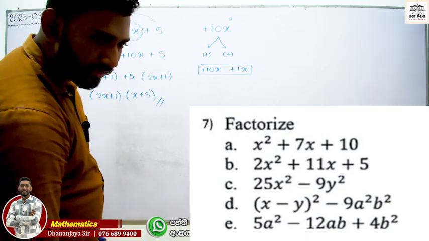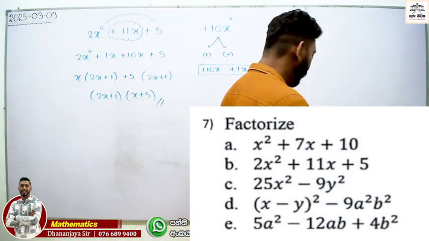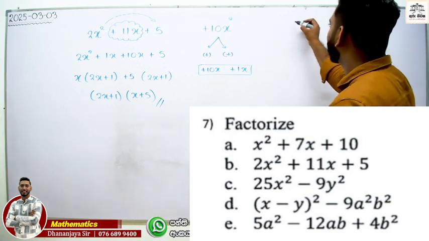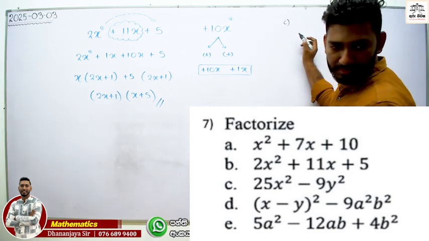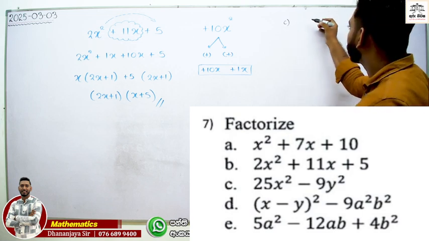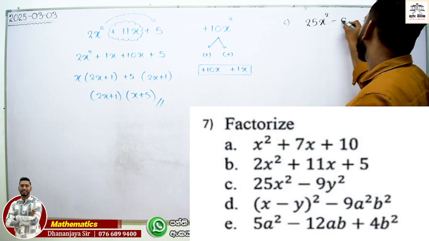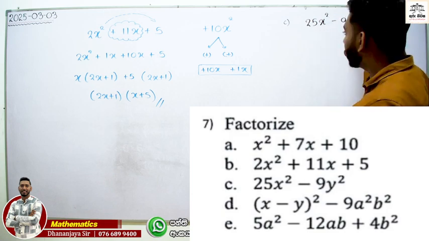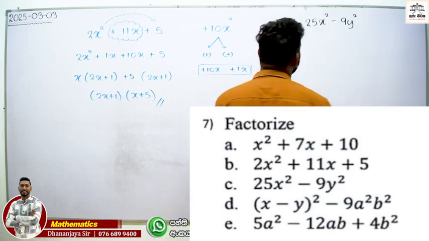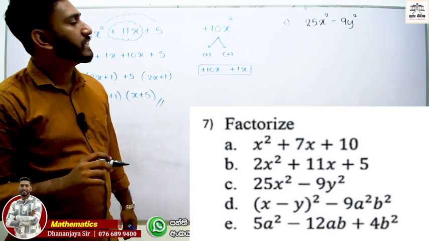C is a difference between two squares. 25 squared, 9y squared. Look at this. Difference between two squares.